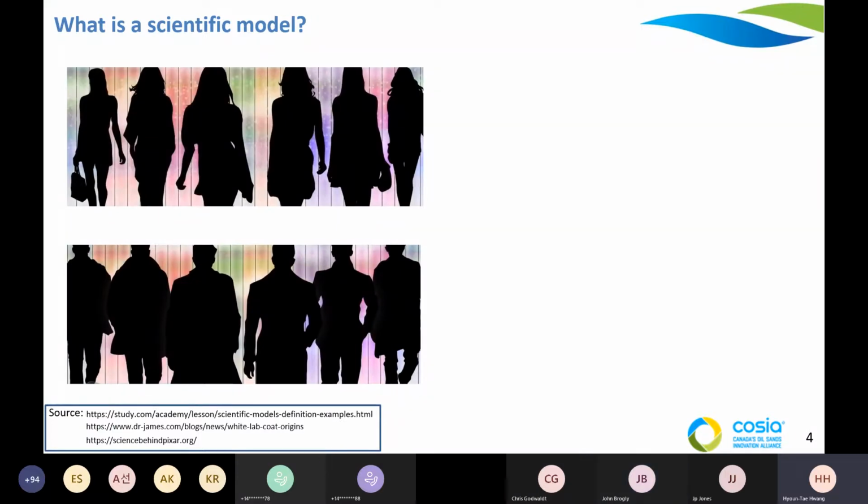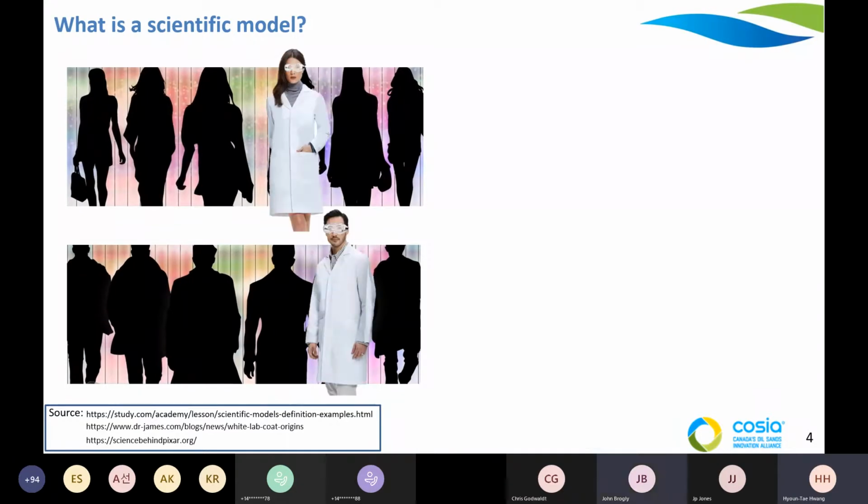When you think of a model, what comes to your mind? Maybe it's a person wearing designer clothes at a fashion show. What about a scientific model? Click, please. A person wearing a lab coat and goggles? Maybe. Unfortunately, a scientific model is more abstract. Next, please.